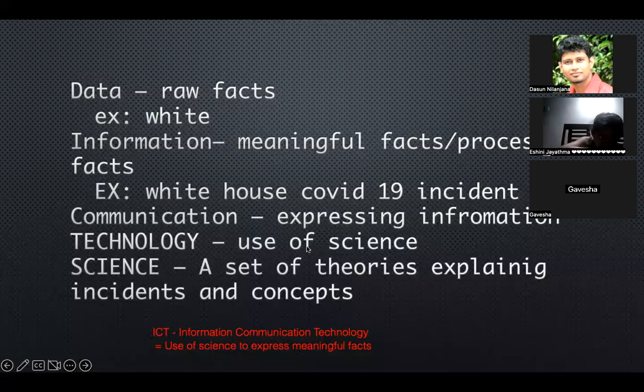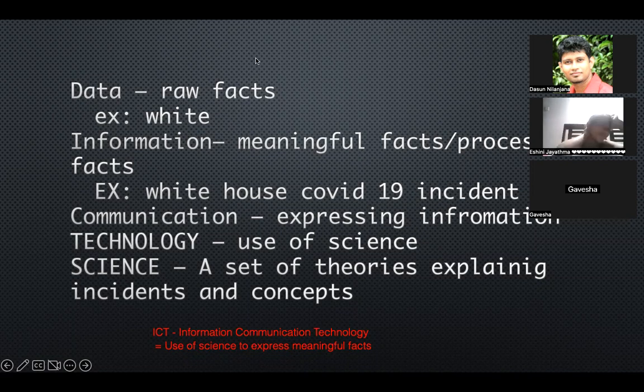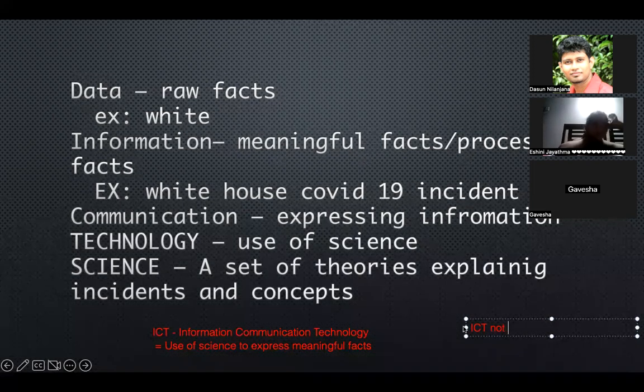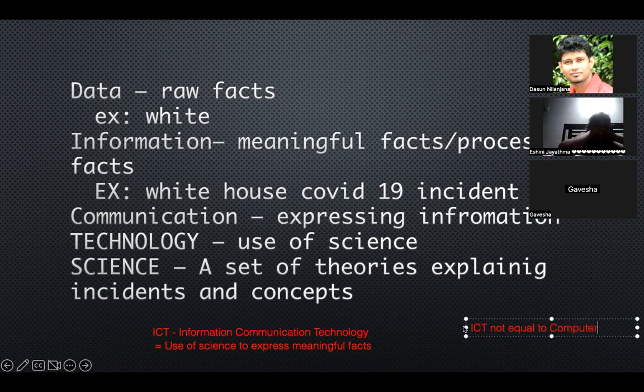Technology is basically the use of science, the practical things. So where's the computer now? We didn't see any computer there. In the beginning, I said I will explain the difference between ICT and computer. Now you saw that ICT is not equal to computer. Then where's the computer?